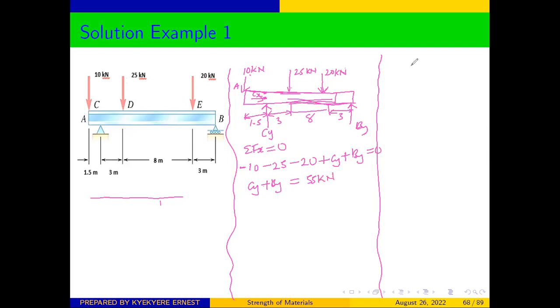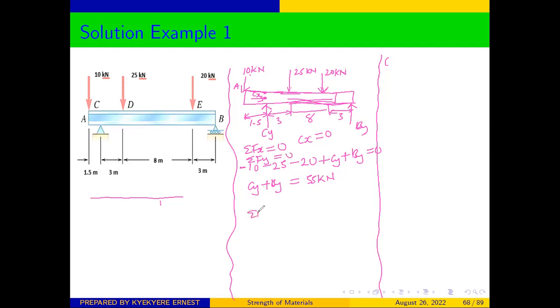So this is our first equation. Let me write the equation here so that I can be able to draw the bending moment diagram down this one. Let me finish with this side. Then we can say that sum of forces in X is equal to 0. So we can say that CX is equal to 0. But what you have done here is for F of Y. The forces in the Y is equal to 0.